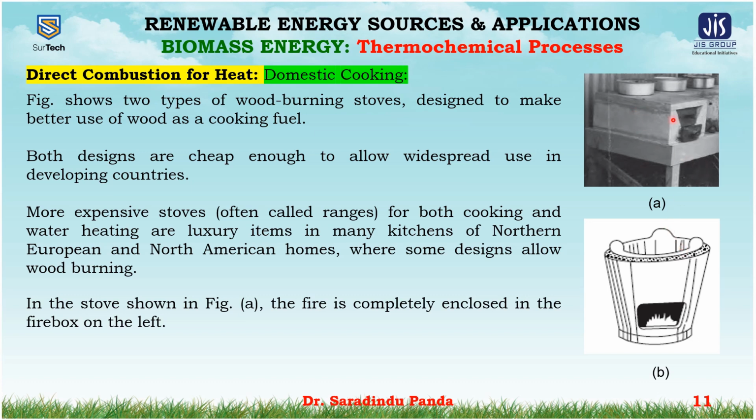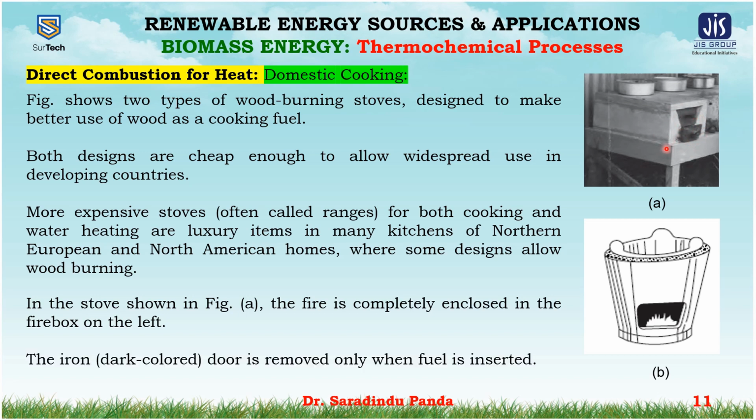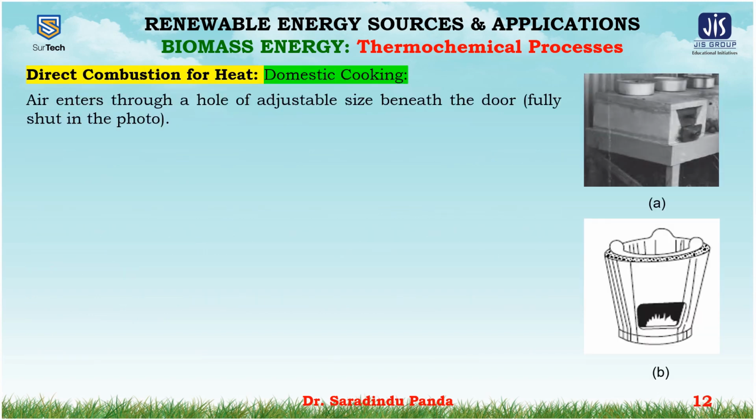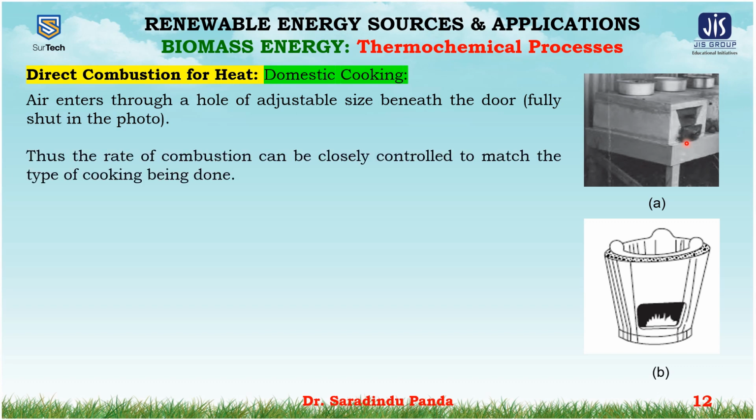In the stove shown in figure A, the fire is completely enclosed in the firebox on the left. The iron door, the black colored one here, is removed only when the fuel is inserted. This is the iron door. Air enters through a hole of adjustable size beneath the door, fully shut in the photo. Thus, the rate of combustion can be closely controlled to match the type of cooking being done.